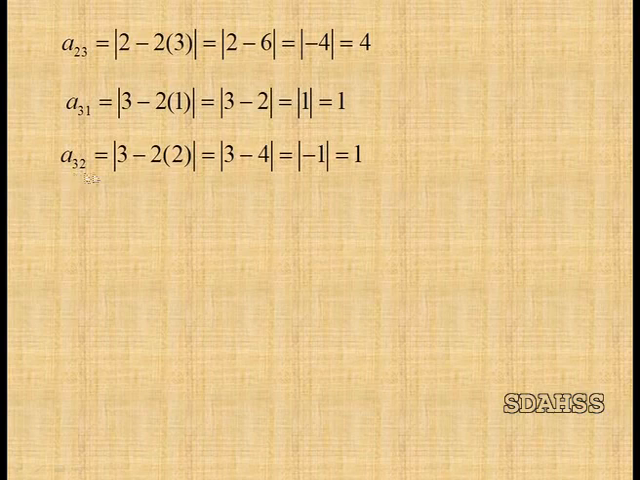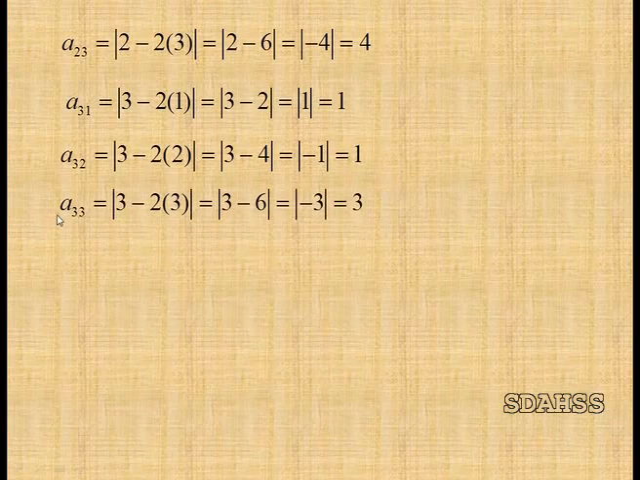A32. Substitute i equal to 3, j equal to 2. Then you have modulus of 3 minus 2 into 2, which is equal to modulus of 3 minus 4, which is equal to minus 1. Minus 1 becomes plus 1. The purpose of modulus is that a negative answer becomes positive.